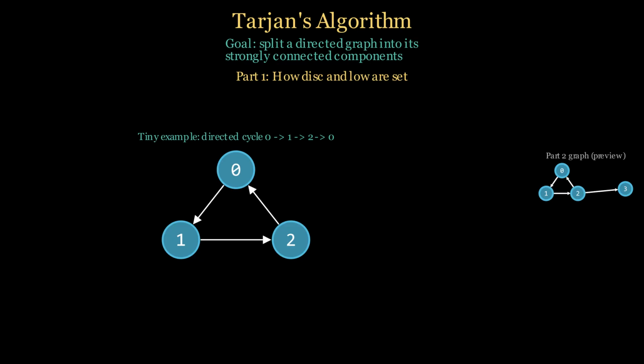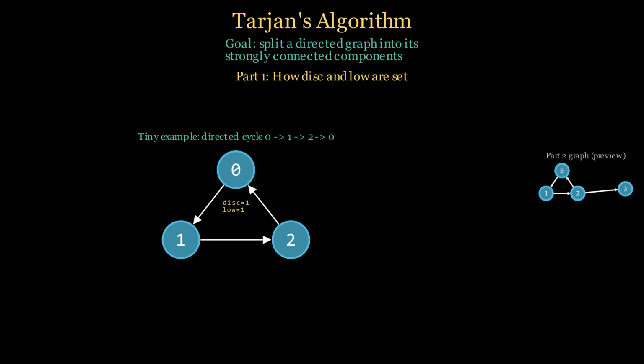Part 1, we only watch discovery and low. Discovery number is the order DFS first enters each vertex. Low starts equal to discovery, then changes only in 2 ways, a back edge to a vertex still on the stack, or a value passed back from a child when recursion returns.